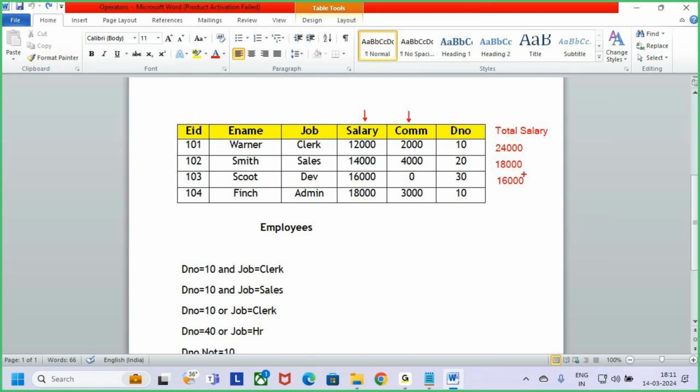16,000. Next, there is one more employee, Finch. What is the salary he is getting? 18,000. What is the commission he is getting? 3,000. So what's the total salary the employee is getting here? 21,000 is the total salary the employee is getting.